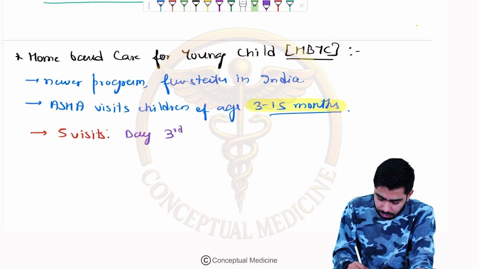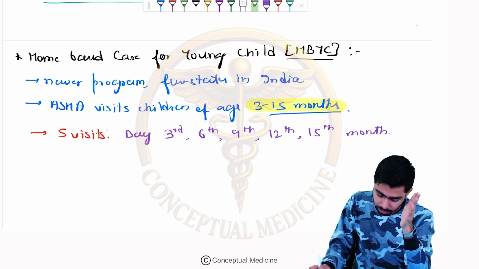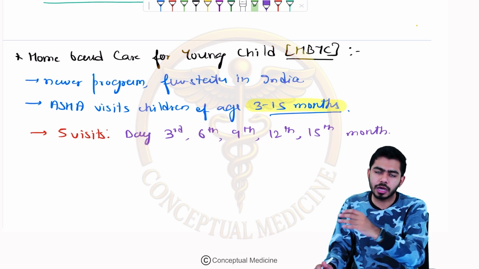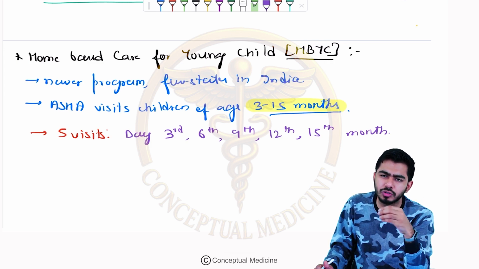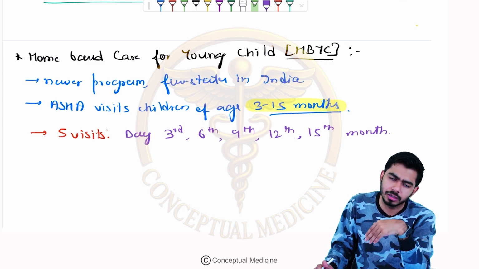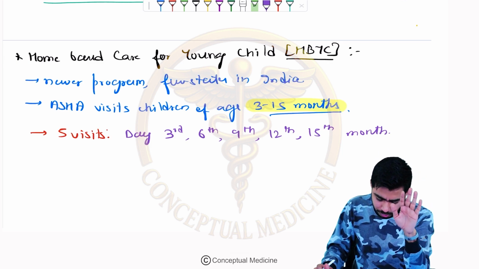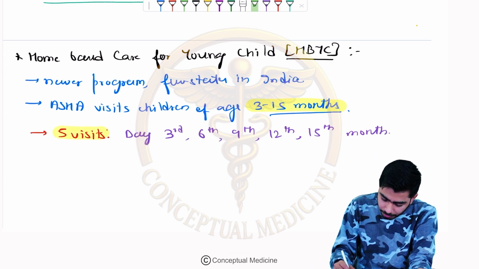So day 3, then day 6, then day 9, then day 12, and then day 15. I was talking about 3 months to 15 months, right? So that's how the months are covered: 3, 6, 9, 12, 15. Very, very easy. For the newborn care, you just need to remember the table of 7, and here you just need to remember the table of 3. Very, very high yield. So 5 visits has been asked a number of times. Okay, that is about the HBYC.